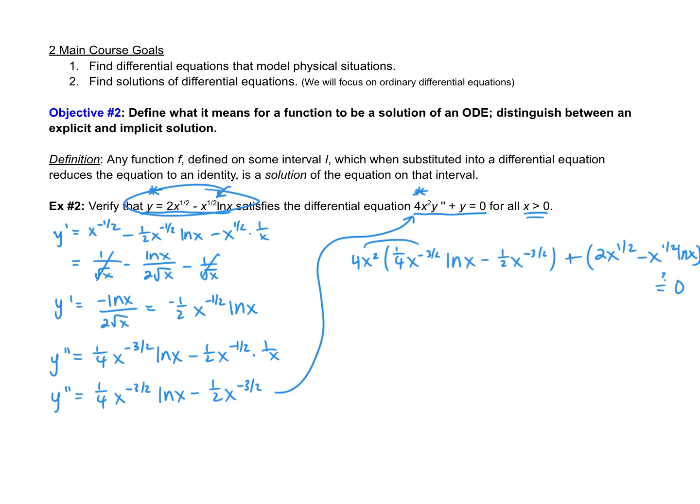Okay, so I'm going to have some distributing to do. So I end up with x to the 1/2 natural log of x, subtract 2x to the 1/2, and then I have 2x to the 1/2, subtract x to the 1/2 natural log of x, which does in fact equal 0. So we have shown that the function we have is in fact a solution of this equation for x greater than 0. And we are requiring that x is greater than 0 because of this natural log.